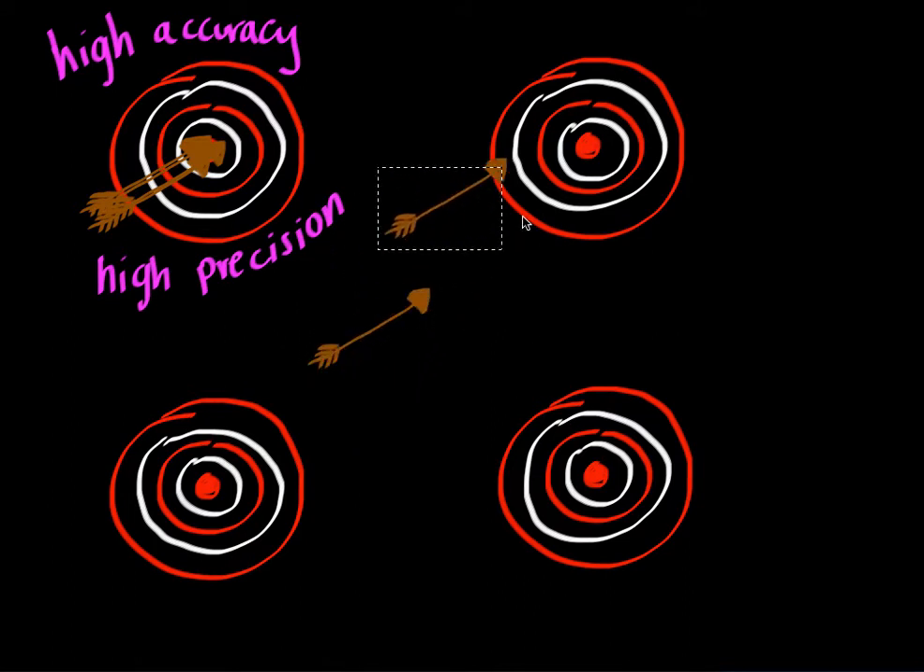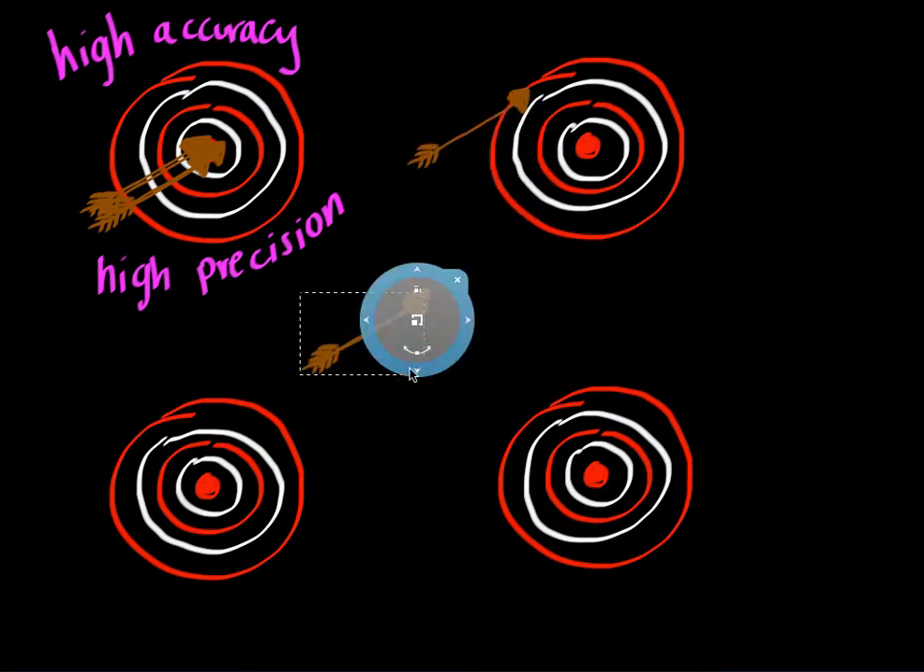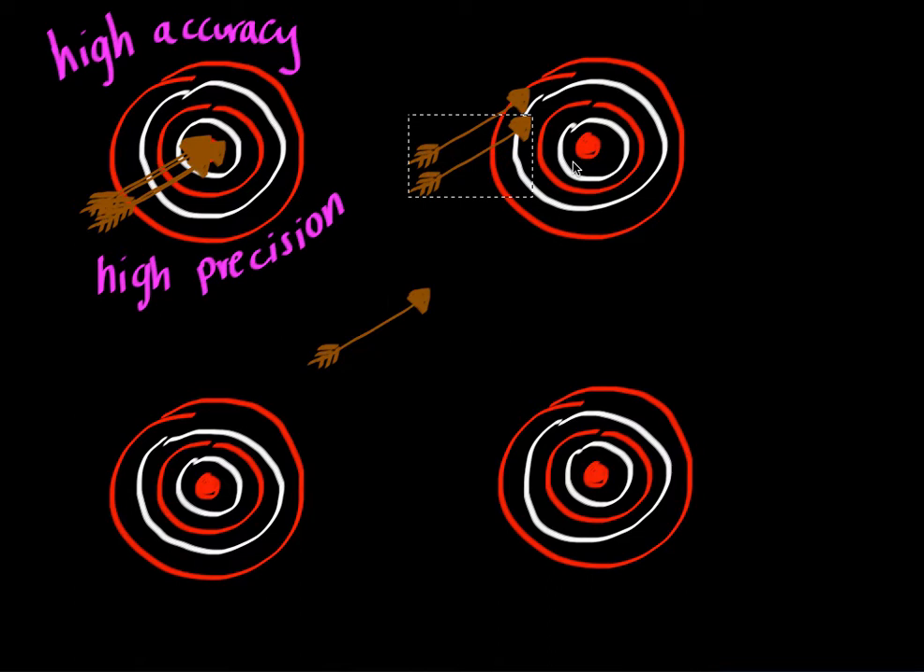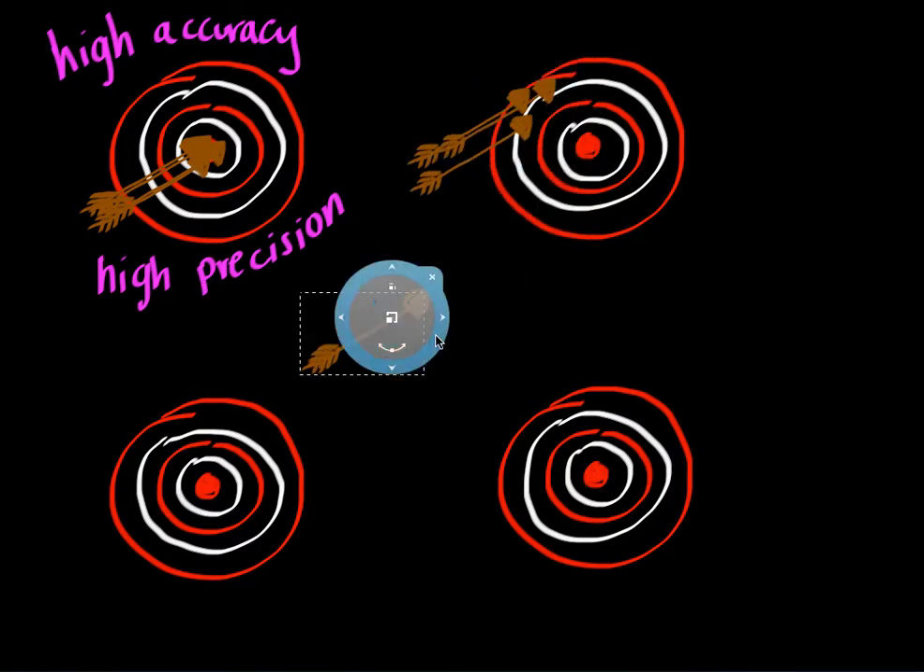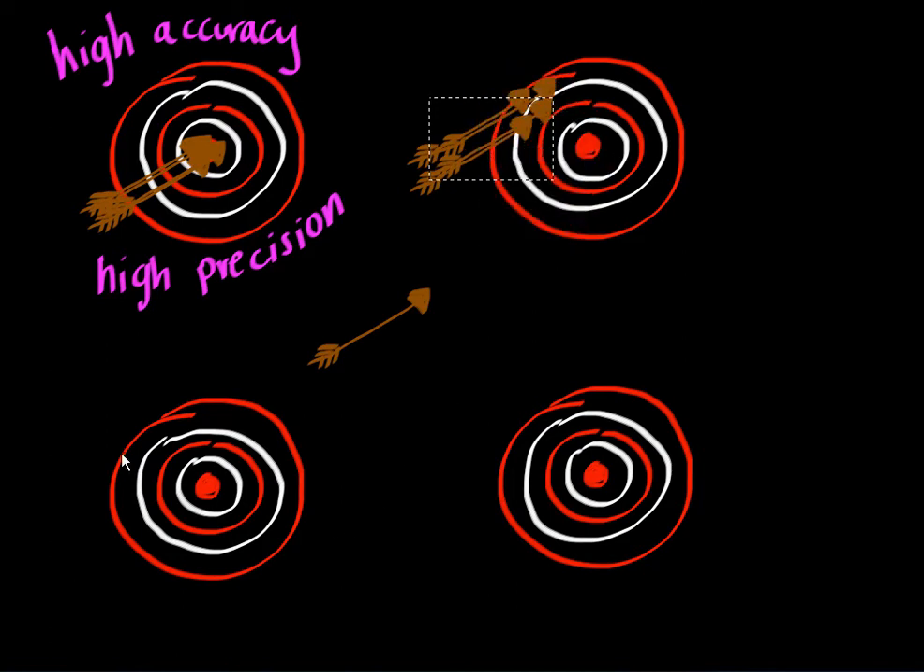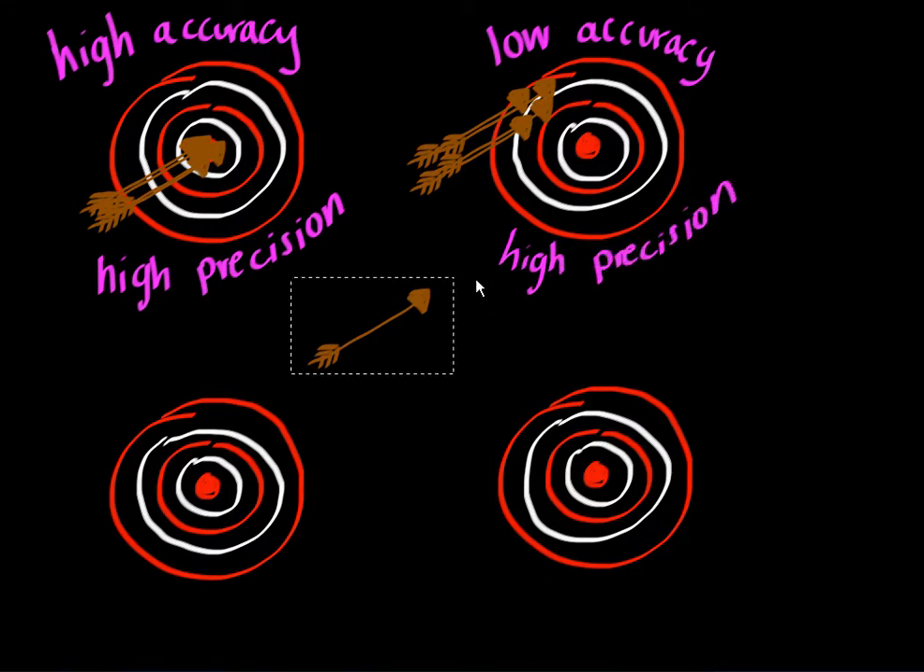Now we have someone who shoots every arrow into the top corner right here. Never gets the bullseye, but gets all of his or her arrows around the same place. So what is that? Well, let's look. Here we have all the arrows far away from the bullseye, so this is low accuracy. However, all the arrows landed very much next to each other, so this is high precision.